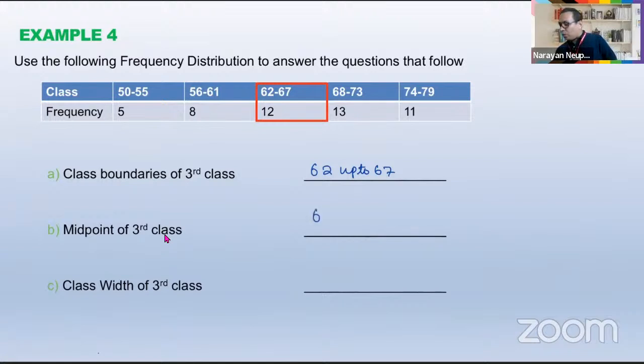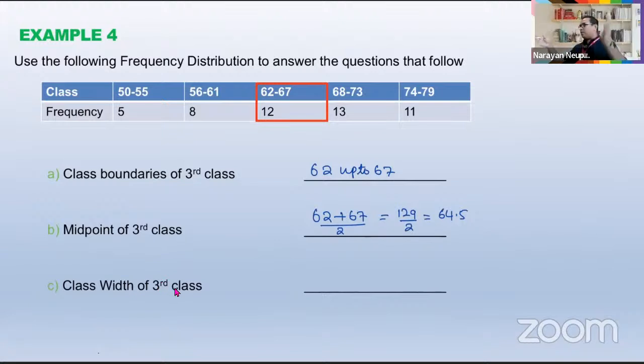So we can do 62 plus 67 and divide that by 2. Okay, and if you add those two, you get 129. You divide it by 2, you get 64.5. That is the value in the middle. Okay, value in between 62 and 67 is 64.5. So that is the midpoint of the class. We need a midpoint of the class to find the average values of the distribution, and we'll use that in the third module.